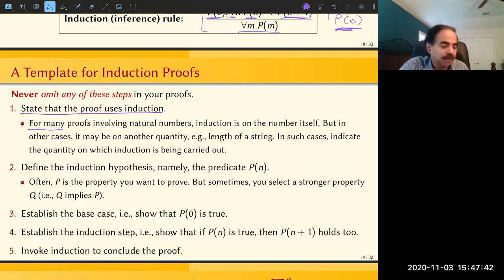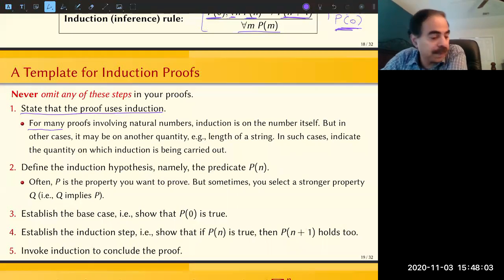Therefore, you will simply do induction on the number that is involved. But there can be some situations where the proof is not based on some number. For instance, you might prove some properties of strings. If you want to prove some property of strings, then there is no number there, so you need to say, what is the induction going to be on? And typically the induction might be on the length of the string.